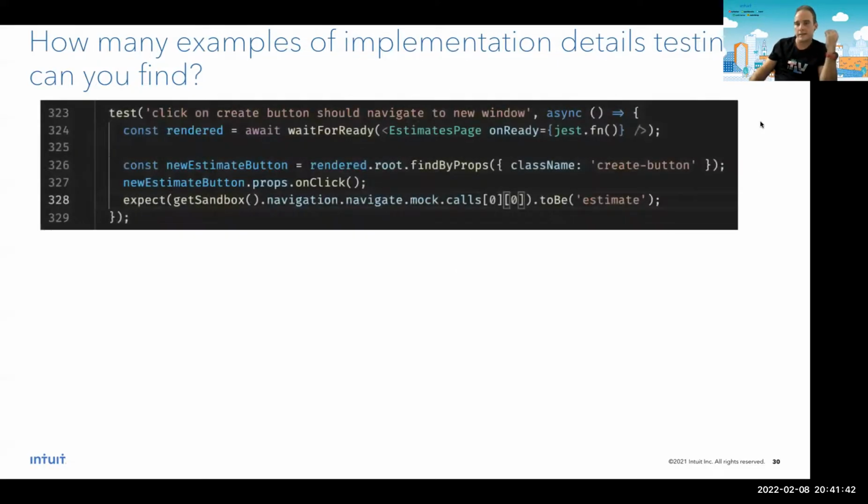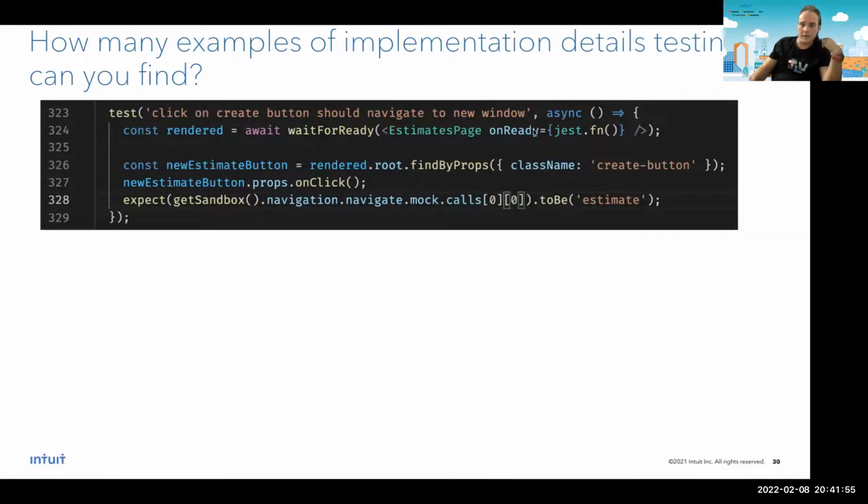I know the previous game was a little bit boring, so this game will be much more interesting. Instead of 2 options, we will have 4 options. Wow. And let's go on. The first question is the following. How many examples of implementation detail testing can you find? I know it's a little bit difficult right now, but after the first question, it will be easier and easier.